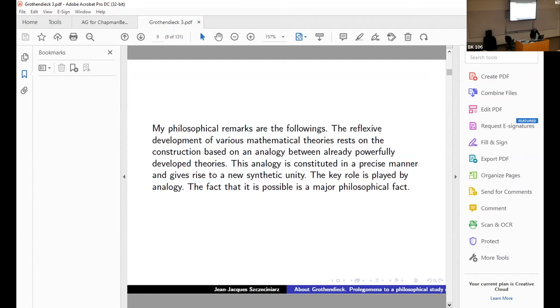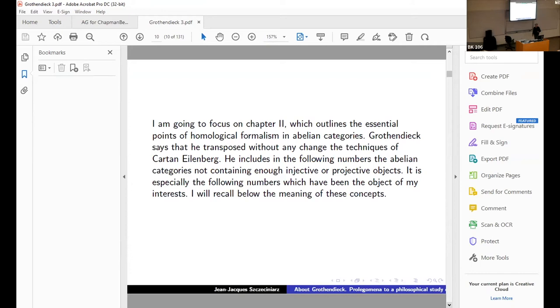I am going to focus on chapter 2 of this paper, which outlines the essential points of homological formalism in abelian categories. Grothendieck says that he transposed without any change the techniques of Cartan-Eilenberg. He includes in the following numbers the abelian categories not containing, I will explain, enough injective or projective objects. It is especially the following numbers which have been the object of my interest. I will recap below the meaning of this concept.